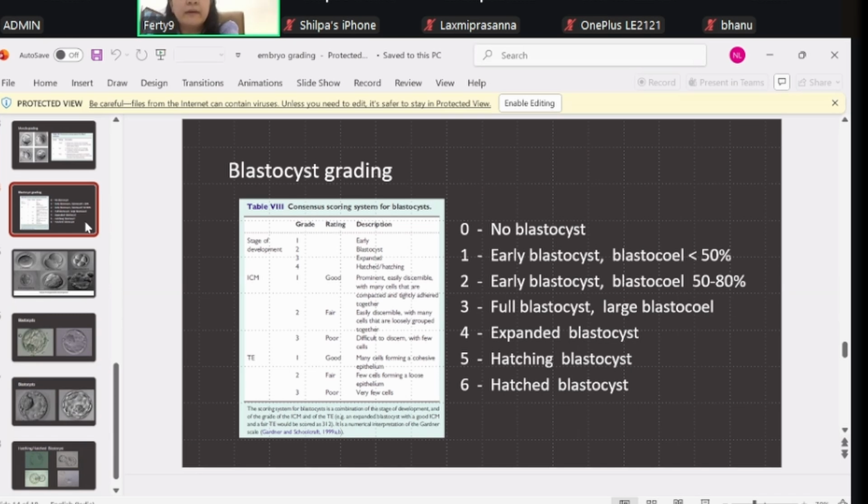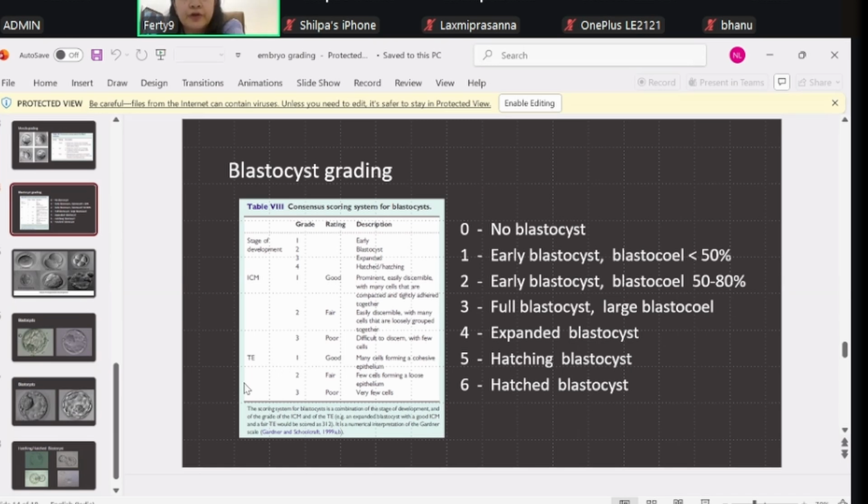If there are many cells that are loosely grouped together, so that is B grade of ICM. C grade means difficult to discern with few cells. So we call it as C grade of ICM. That is, inner cell mass is C grade.